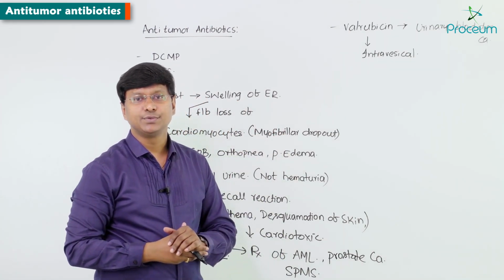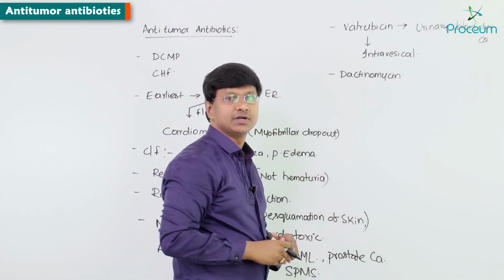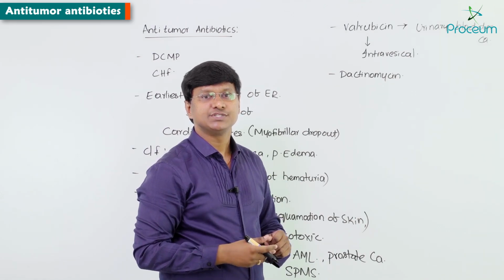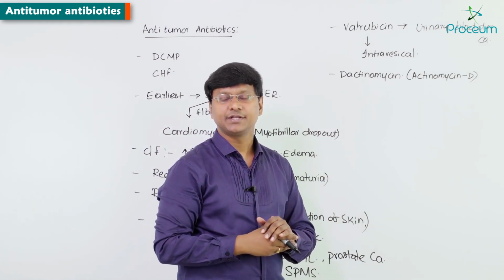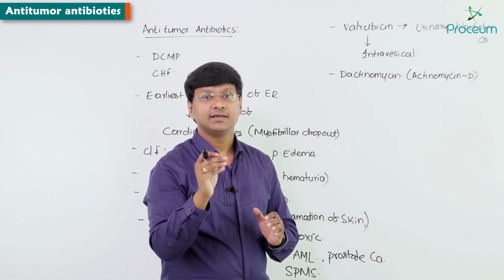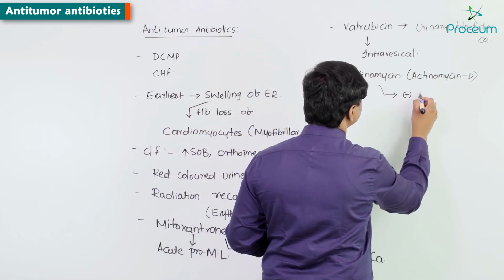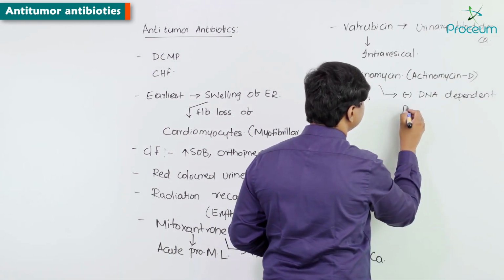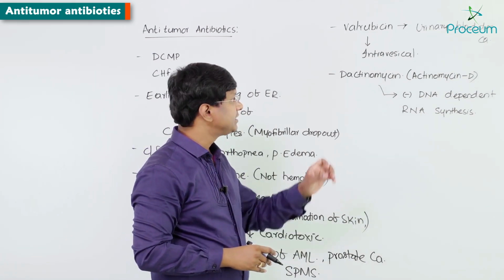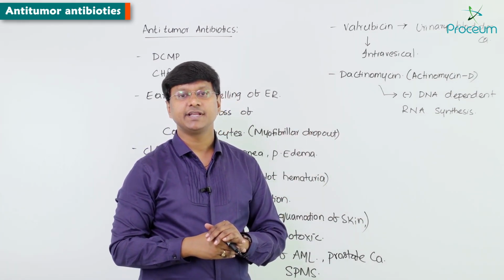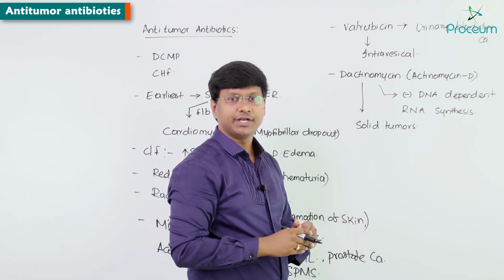Next, now let me tell you another drug which is called dactinomycin. Dactinomycin is your actinomycin D, right? Remember, dactinomycin acts by inhibiting DNA dependent RNA synthesis. That is about your dactinomycin. And remember this point, this dactinomycin is indicated for solid tumors in the children.